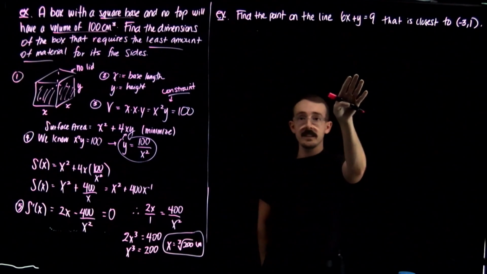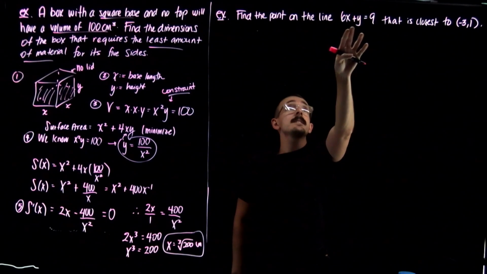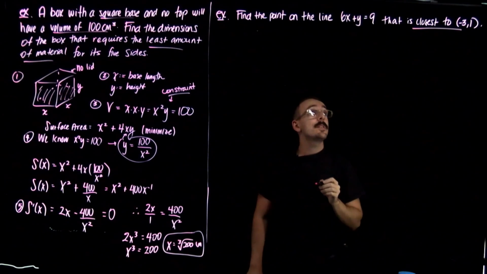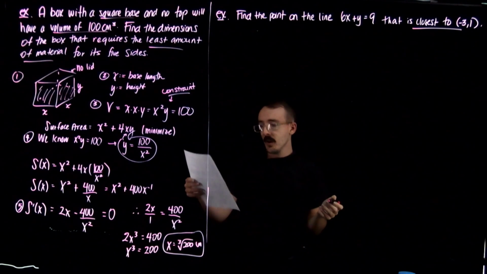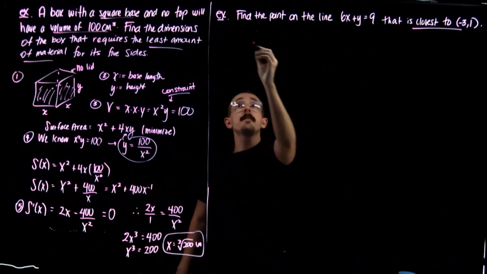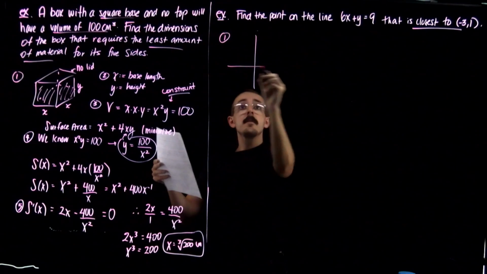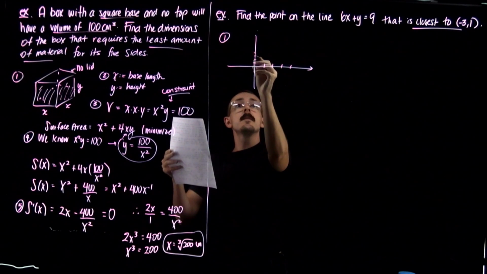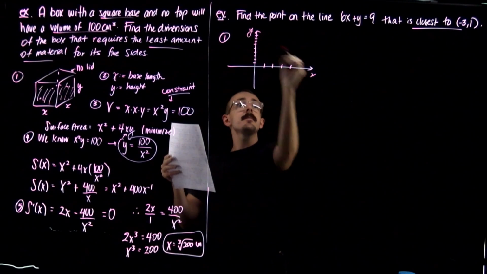OK, let's move on to this example right here. So we're going to find the point on the line 6x plus y equals 9 that is closest to negative 3, 1. OK, so what I'm going to do first is go ahead and draw a picture. So this is a picture that you'd see in algebra. I'm going to draw the equation of the line. So what I'll do is I'll start with my picture. I'll give myself some markings like this, maybe some like here and here.